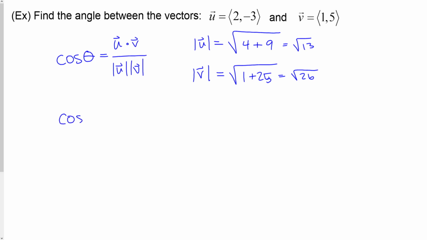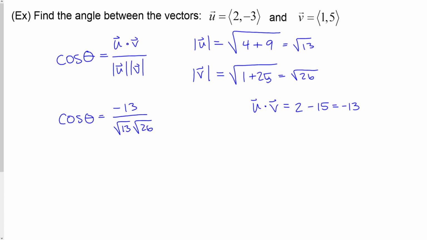So the cosine of the angle measure, u dot v, well, I'll work this out before I get started. So u dot v would be 2 times 1 plus negative 3 times 5, so negative 13. So negative 13 divided by the square root of 13 times the square root of 26.